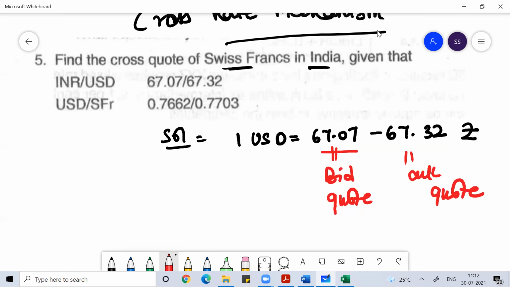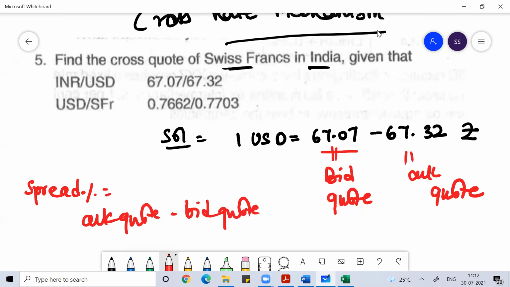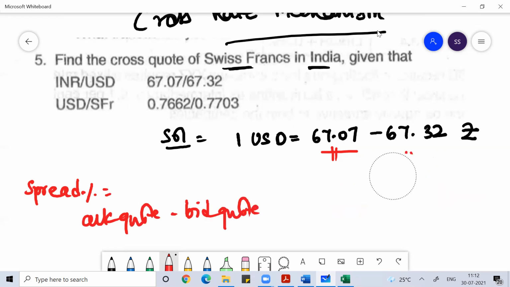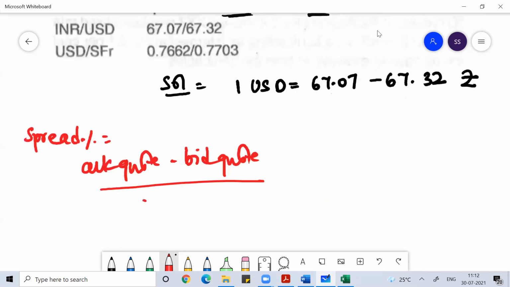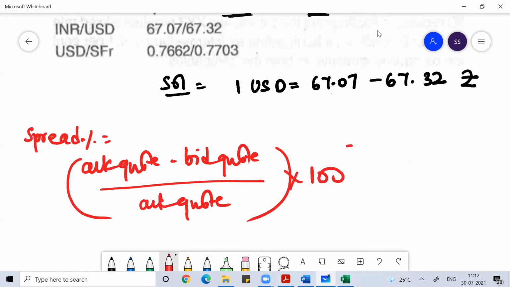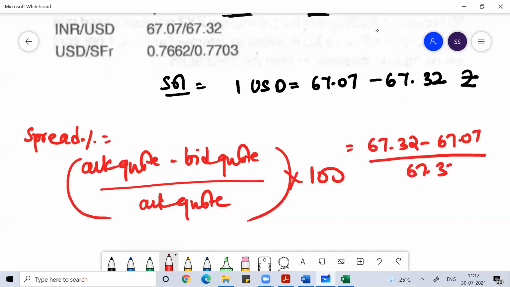The difference between bid and ask is called the spread percentage. The formula of spread percentage is ask quote minus bid quote, divided by ask quote, into 100. In this case, your spread percentage would be 67.32 minus 67.07, divided by 67.32, into 100.